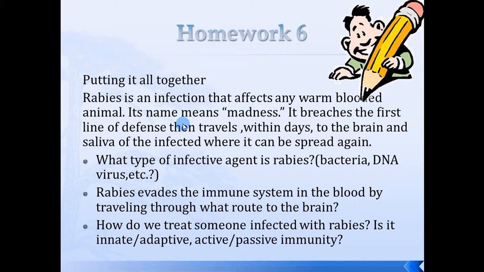So you're going to find out that information, and then the last part is how do we treat someone infected with rabies? And like I said, I slipped earlier and kind of talked about this. So when we treat them, how do we treat the infected person? And next is that treatment, is it considered innate, adaptive, active, or passive immunity? So describe it. You can go ahead and pause and come back when you're done with that.